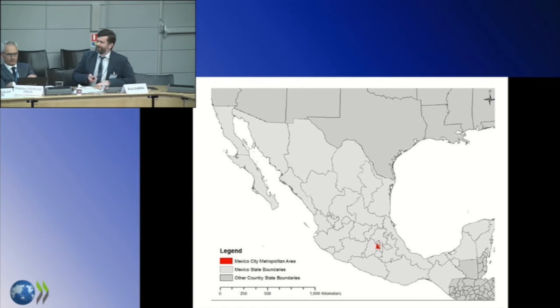For those of you who don't know, though I feel I don't need to go over this in the room, here's Mexico City, the political, geographic, and social capital of Mexico. It's a little bit less than 20% of the national population, and it produces about a quarter of GDP.